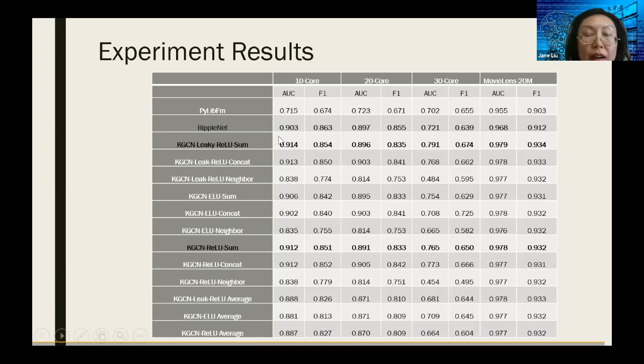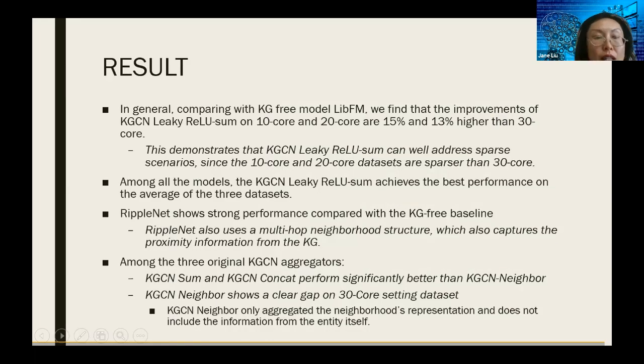And then if we compare KGCN Leaky ReLU-Sum with the RippleNet, which only considers the knowledge graph but is not KGCN, we can see it also performs better in most of the cases. And then compared to the one without knowledge graph, there's a significant improvement here based on AUC and F1. So this is basically some of the summary for the table we showed in the last slides.